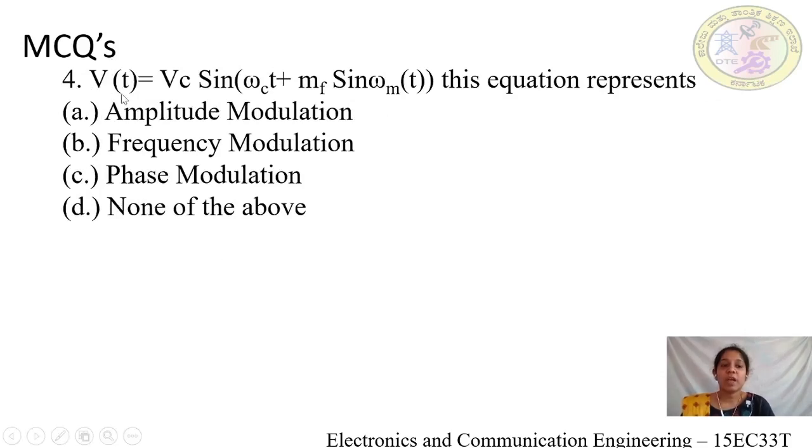Fourth one, Vc of t is equals to Vc sine of omega c t plus mf into sine of omega m into t. This equation represents option A, amplitude modulation, option B, frequency modulation, option C, phase modulation, option D, none of the above. Yes, the above expression represents the frequency modulation, that is option B. This is the expression for the instantaneous value of the FM signal.